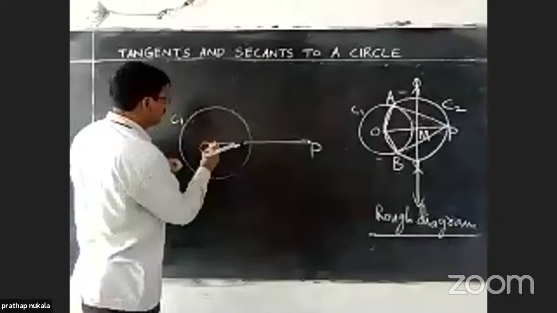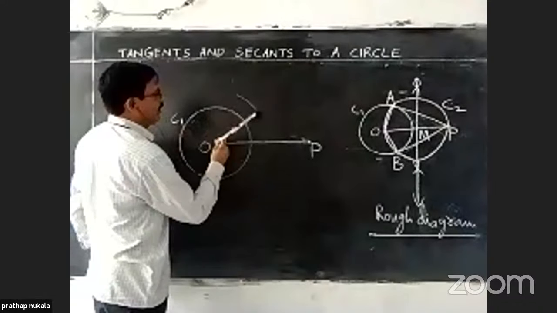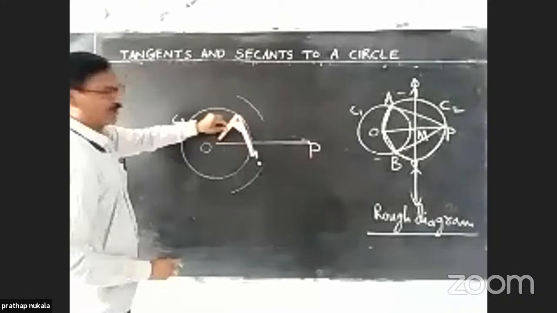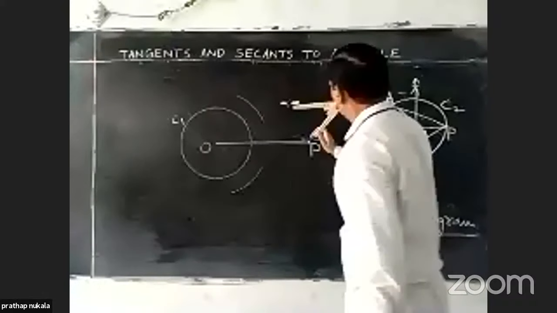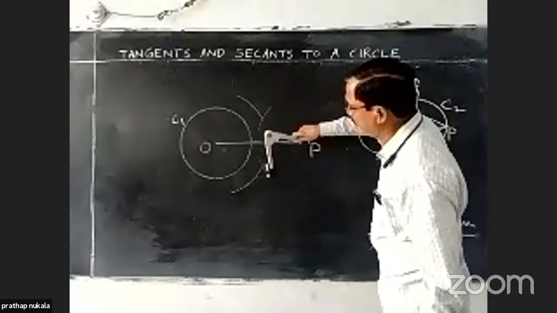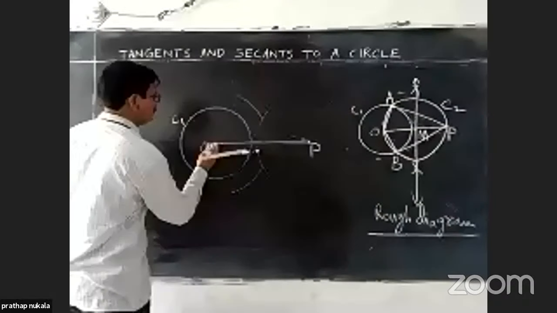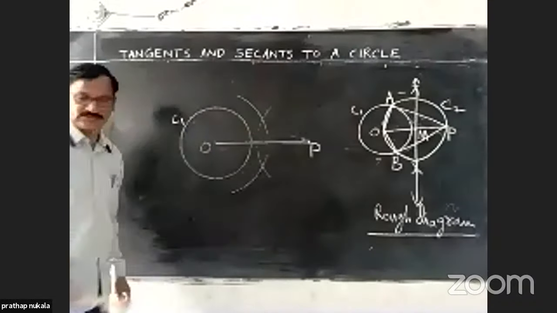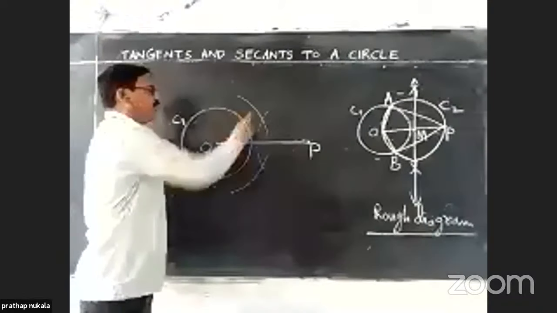Now, taking more than half, draw an arc above OP and also below the line segment OP. With the same radius, from P, we have to draw arcs above OP and below OP. Like this.